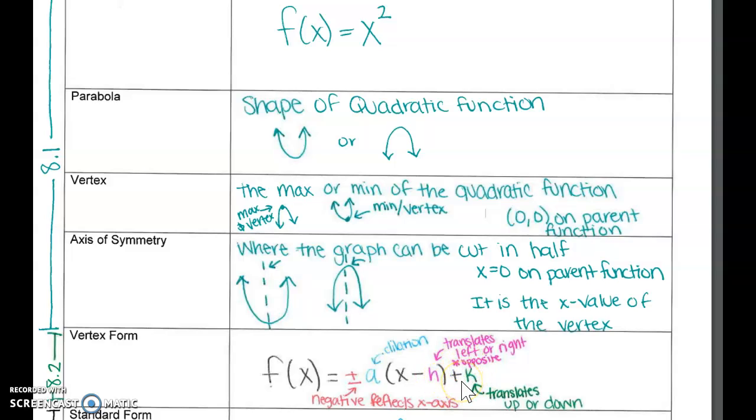And we'll do some examples because I know a lot of people need to see that visually. And then the k value just translates it up or down. No trick, it's not opposite. If it's plus 2, it moves up 2. If it's minus 3, it moves down 3. So let's jump into examples so we can see some.